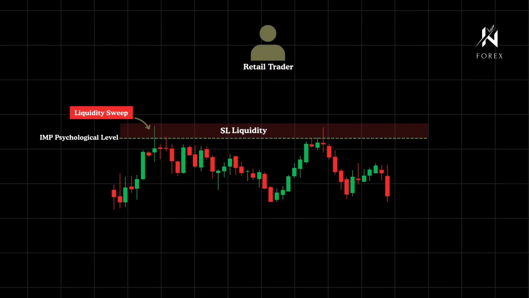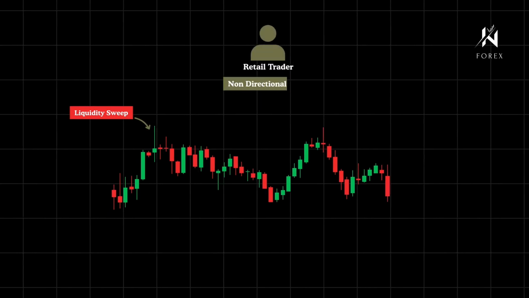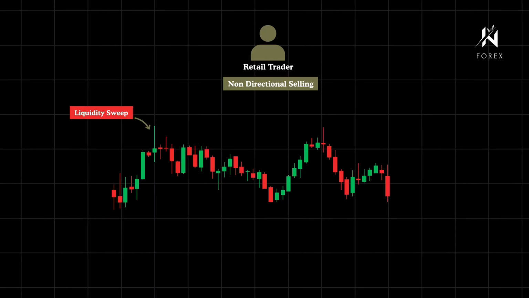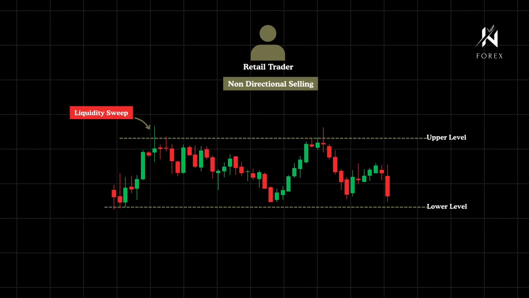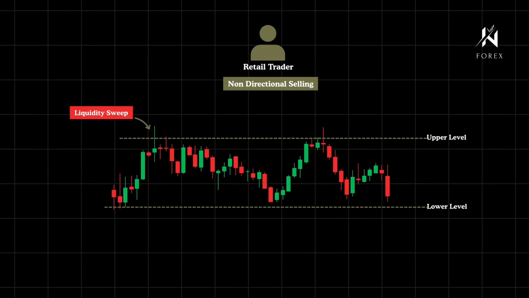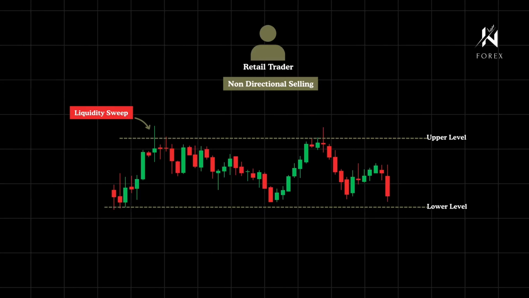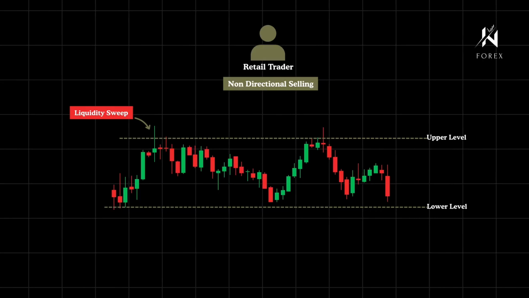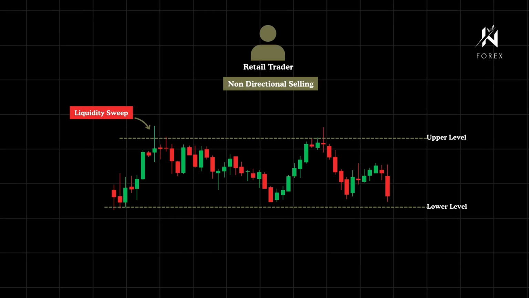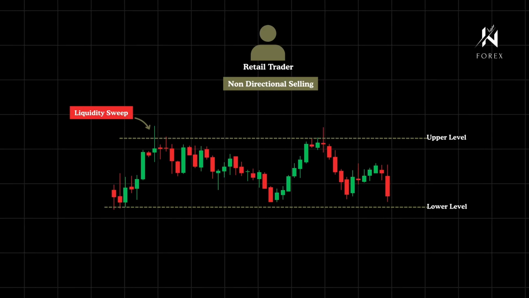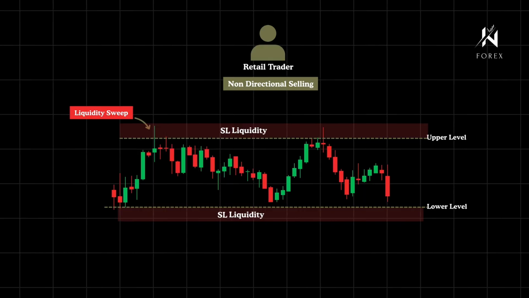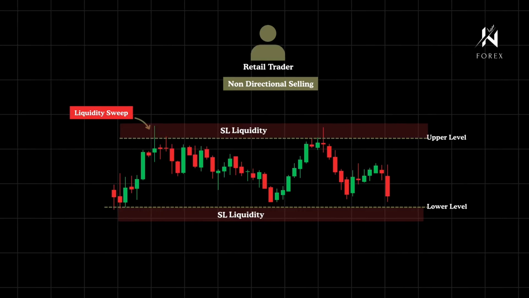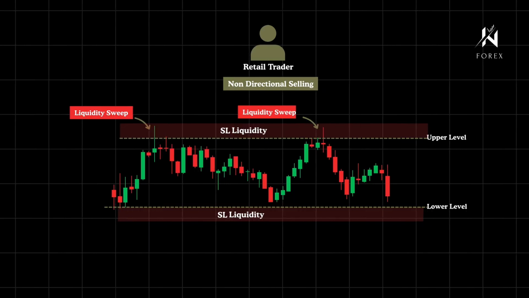Some retail traders in the market sell options in a non-directional manner. This means they mark a level above and a level below on the chart and sell options at those levels, assuming the market will trade only within that range. Since they are not concerned with market direction, this practice is called non-directional selling. Now, because the stop losses of these retail sellers are positioned around those areas, the market frequently reverses near such important levels, sweeping away the liquidity present there.